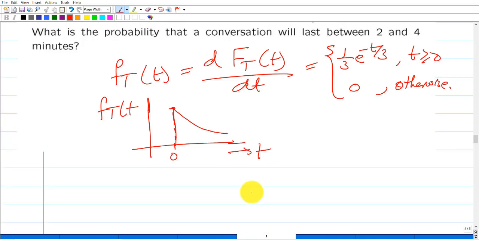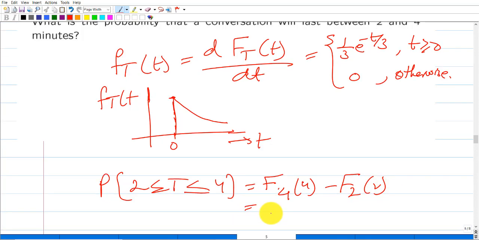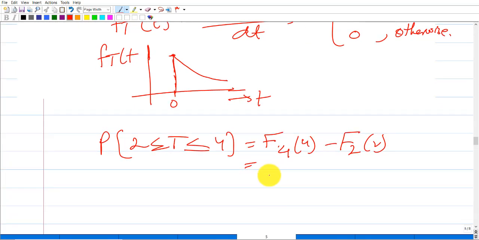So what is the probability that a conversation will last between 2 and 4 minutes? We need to find the probability that it lasts between 2 and 4 minutes. From the CDF, it can be easily found: F(4) minus F(2). If we put those values there, it would be e to the minus 2 by 3 minus e to the minus 4 by 3, so it would be 0.250. That's quite simple.